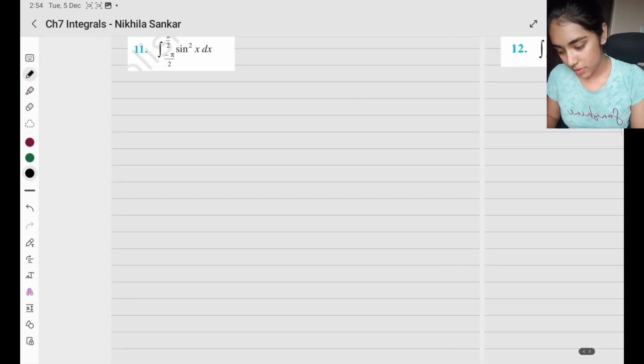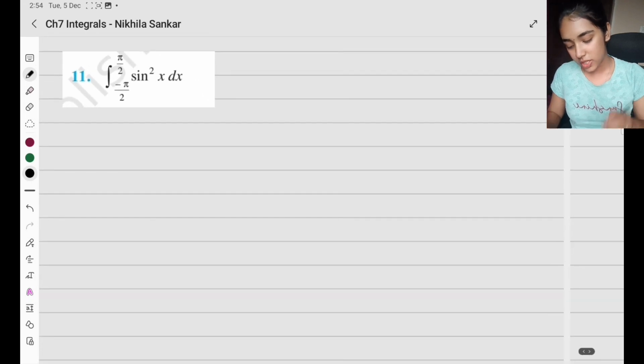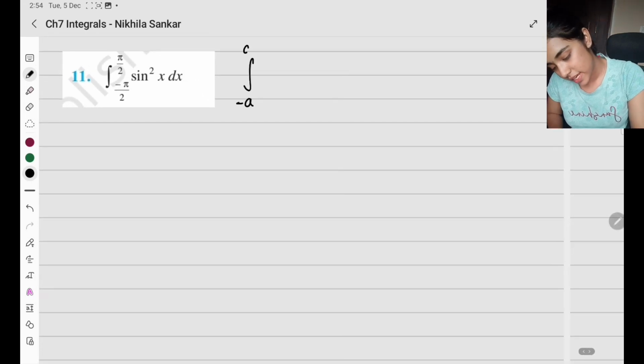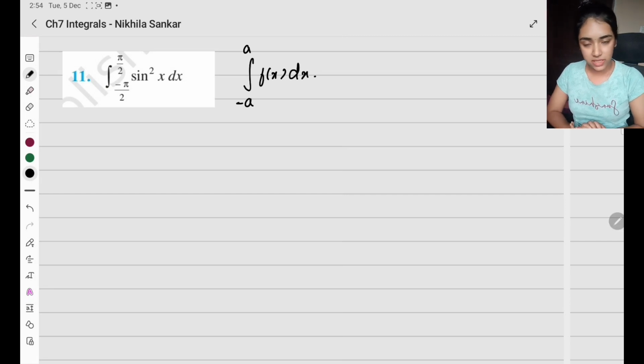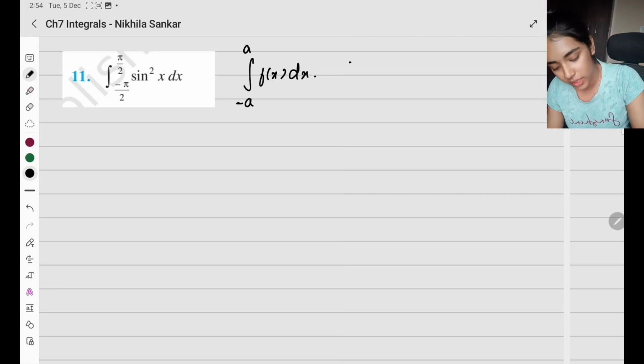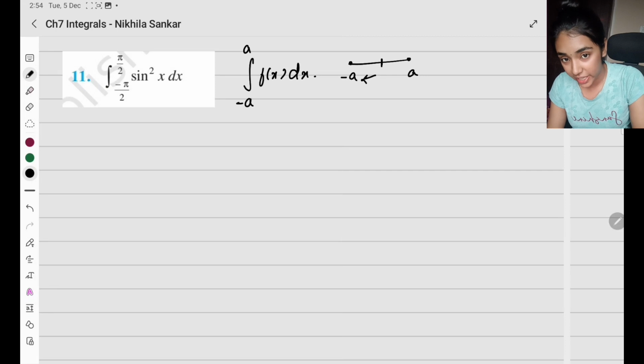Now, question number 11. Here it is of the form integral from minus a to a of f of x dx. So we know two properties, property number 2 and 7. What does property 2 say? When you have from negative to positive, there could be some value where all the values to the left of the value are negative and to the right of the value are positive. So this is property number 2.